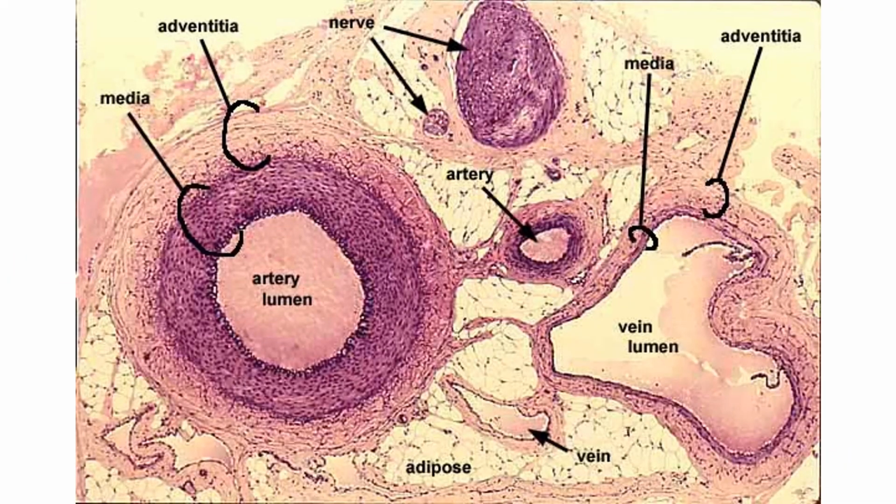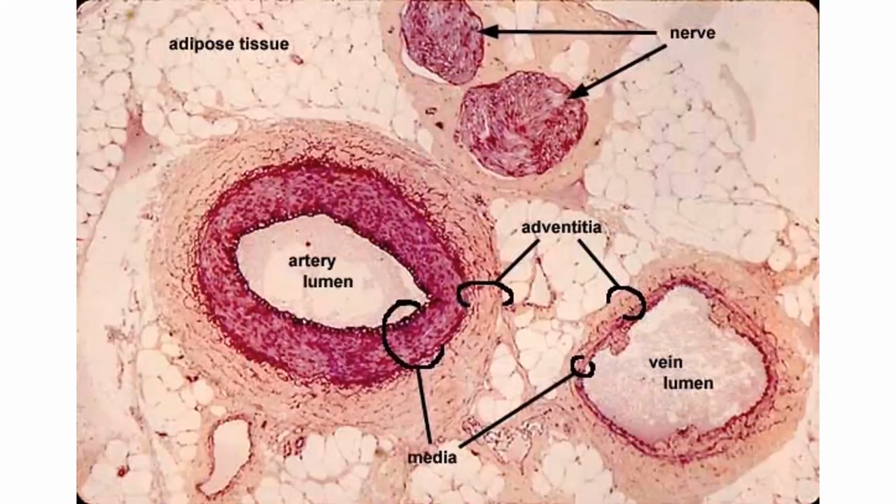This is a good exercise for you to practice your knowledge on the structure of an artery. This is a histological section of an artery with an accompanying vein, and you can see the difference between the arteries and the veins, and this is something we will address later on when we talk about veins.